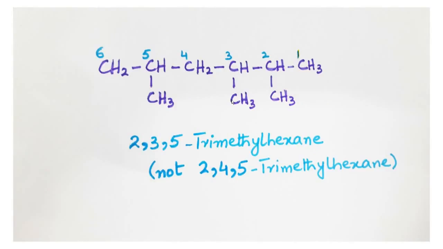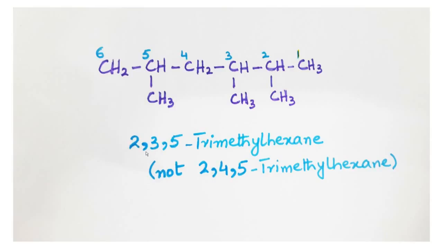The name of this compound is 2,3,5-trimethylhexane. The longest chain consists of 6 carbons and there are 3 methyl groups. One is on the second carbon, one is on the third carbon and one is on the fifth carbon. So this is 2,3,5-trimethylhexane. It is not written as 2,4,5-trimethylhexane. You're not going to start counting from here. You're going to start counting from here.